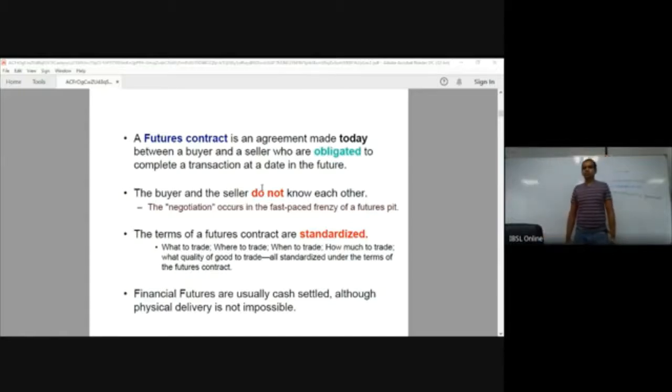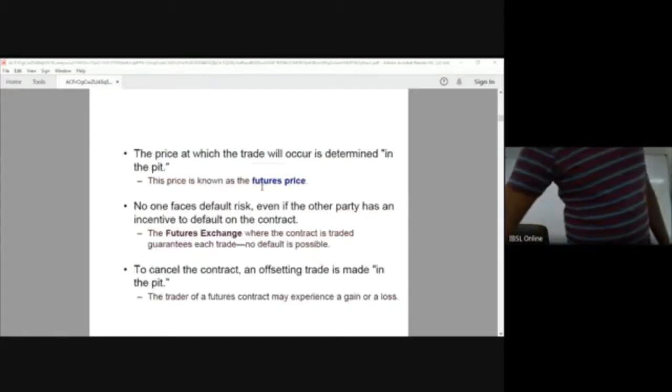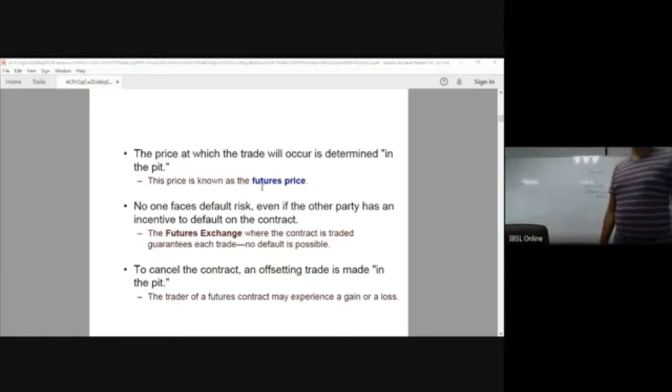The negotiation occurs in the fast-paced frenzy of a futures pit. The terms of a futures contract are standardized. Right? Futures are standardized contracts. What to trade, where to trade, when to trade, how much to trade, what quality of good to trade, all standardized under the terms of the futures contract. Financial futures are usually cash settled, although physical delivery is not impossible. So they're usually cash settled, 99.9% cash settled.